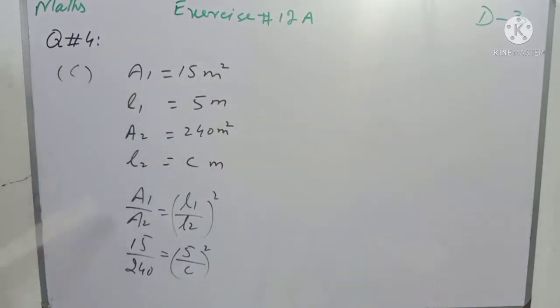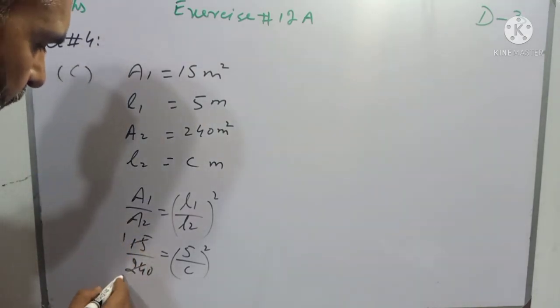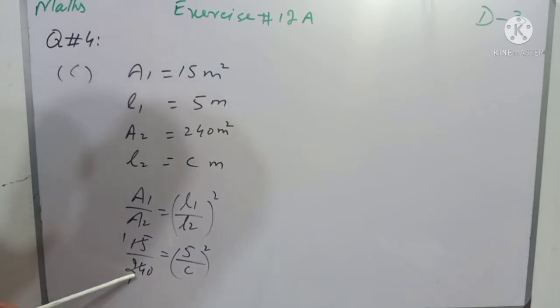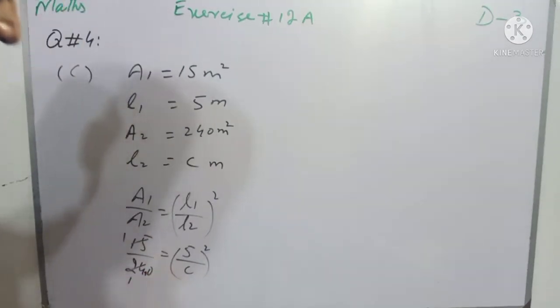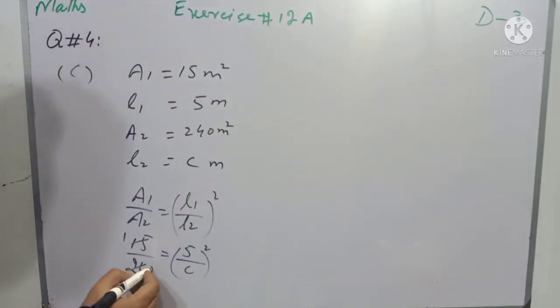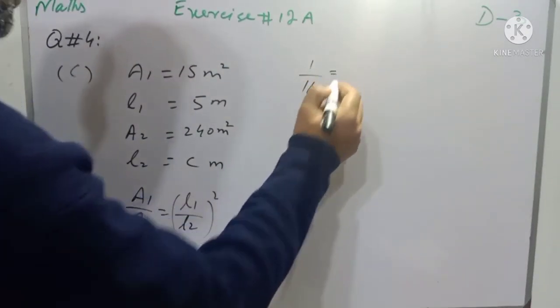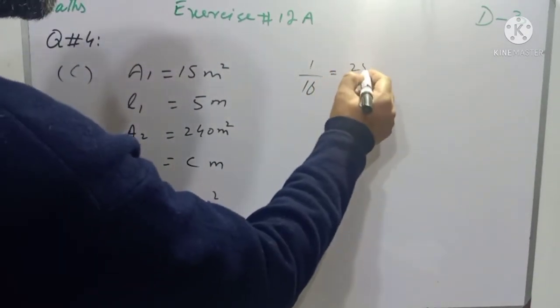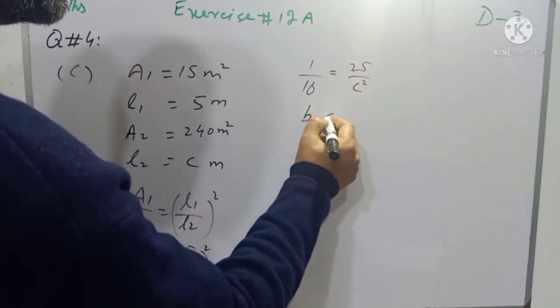Now students, 15 and 240 can be cancelled with the table of 15. 15 1s are 15 and 15 1s are 15. When we subtract 15 from 24, we will have 9 and it will become 90, and 15 6s are 90. So students, it will be 1 over 16 is equal to square of 5 is 25, whereas square of C is C square.